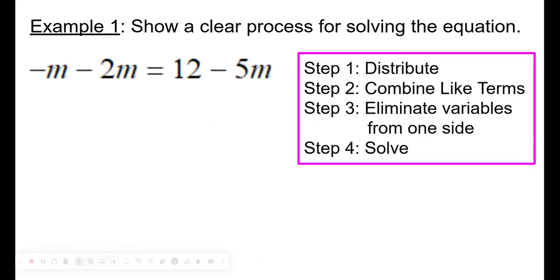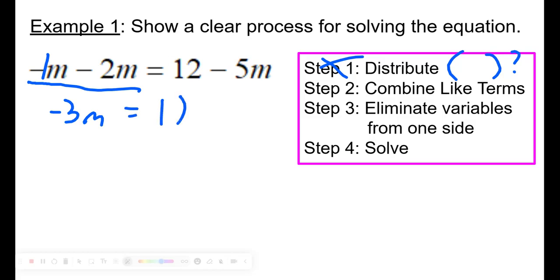Example 1, show a clear process for solving the equation. Okay. Step 1, distribute. Do I have any parentheses in this one? I do not. Step 1 is done. Combining like terms, I do have that here. If we have the letter M here, we have to imagine the number 1 is also there. Negative 1m minus 2m would be negative 3m equals 12 minus 5m. I am set up with a two-step equation now.